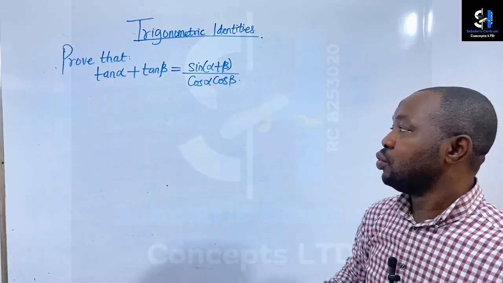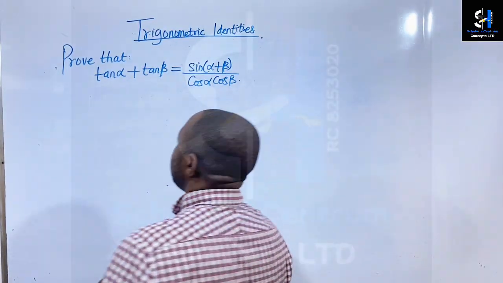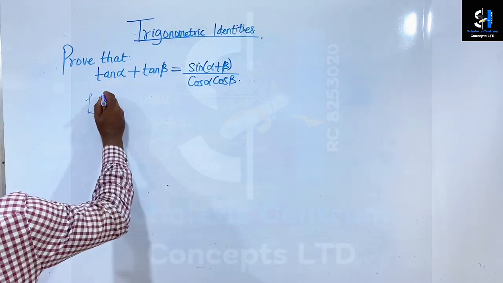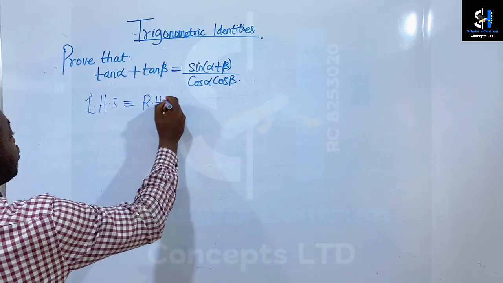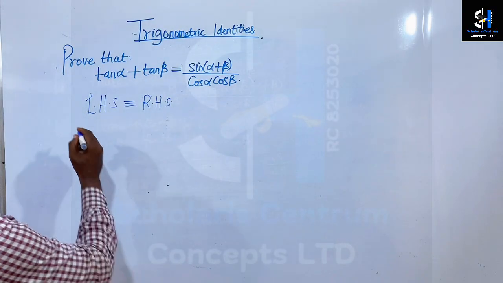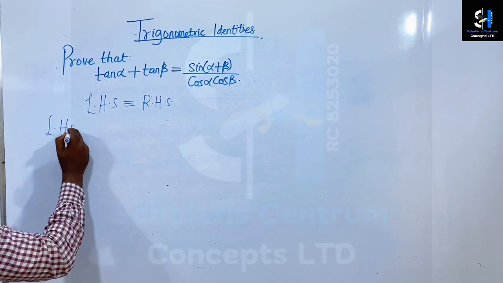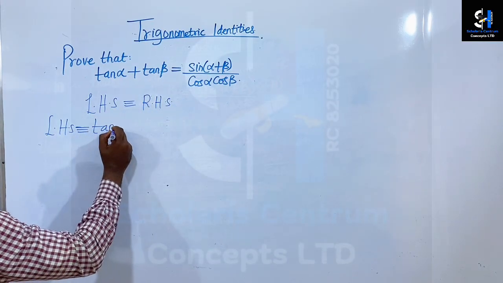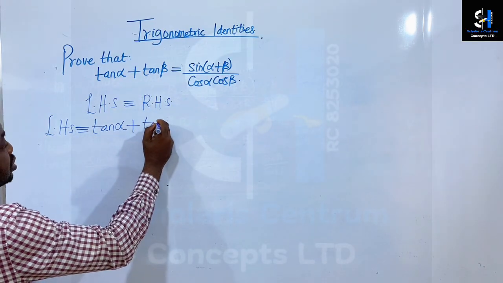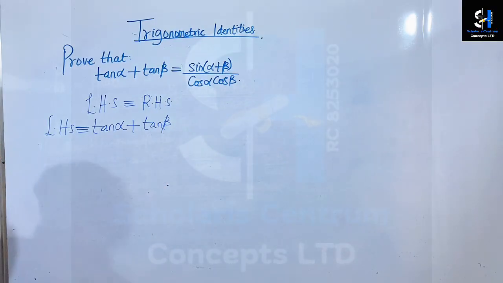To do that, we need to first establish that the left hand side is equivalent to the right hand side. The left hand side is what we are given as tan alpha plus tan beta.